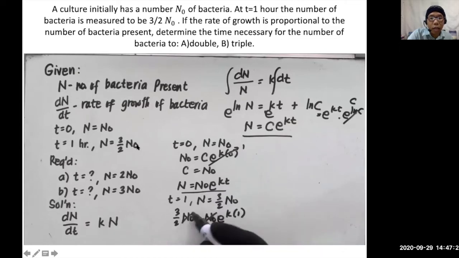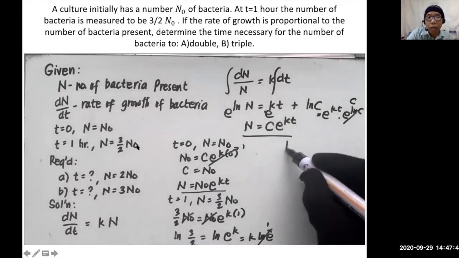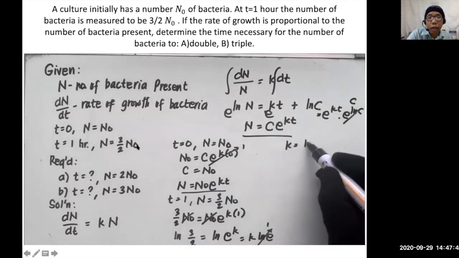Now we can cancel out n sub 0 on both sides of the equation. And then we take the ln of both sides of the equation since we are going to solve for k. So this ln of e raised to k is similar to k times ln of e. And ln of e is equal to 1. That's why we have the value of k equal to ln of 3 halves.